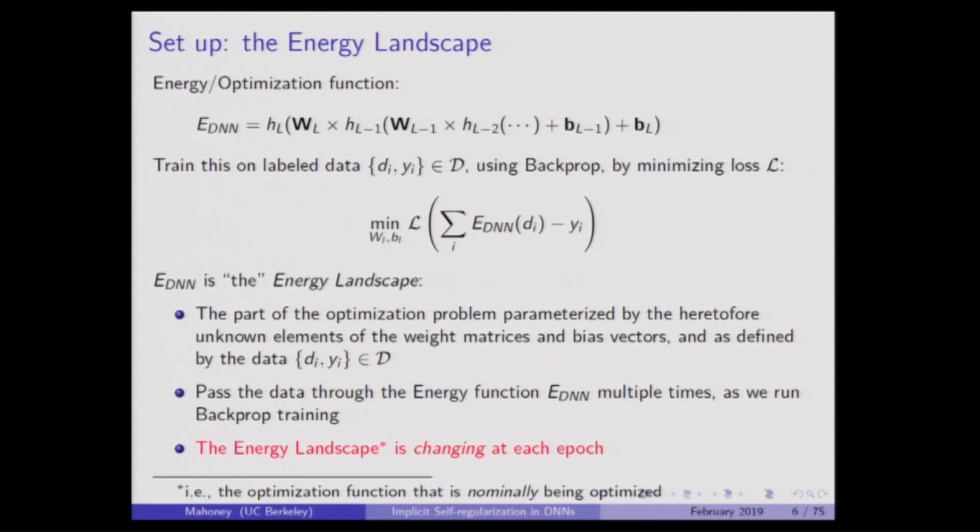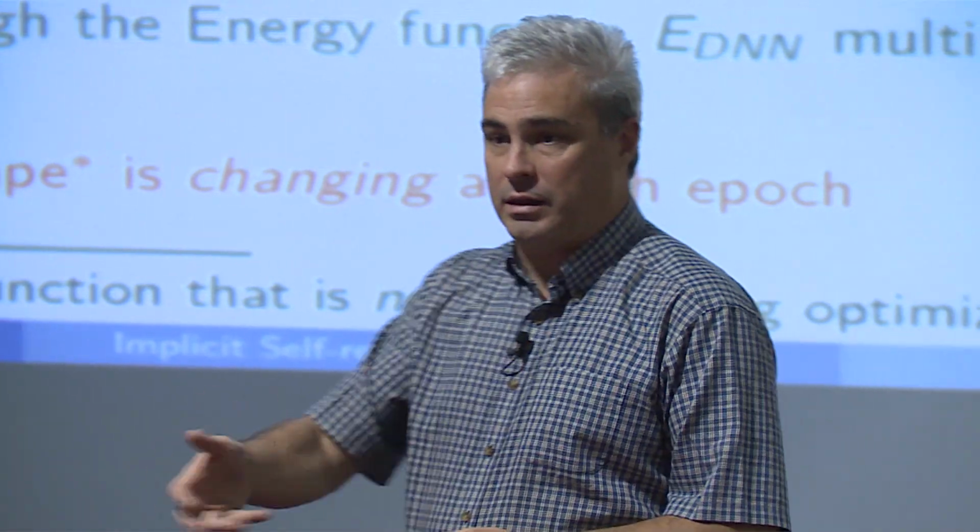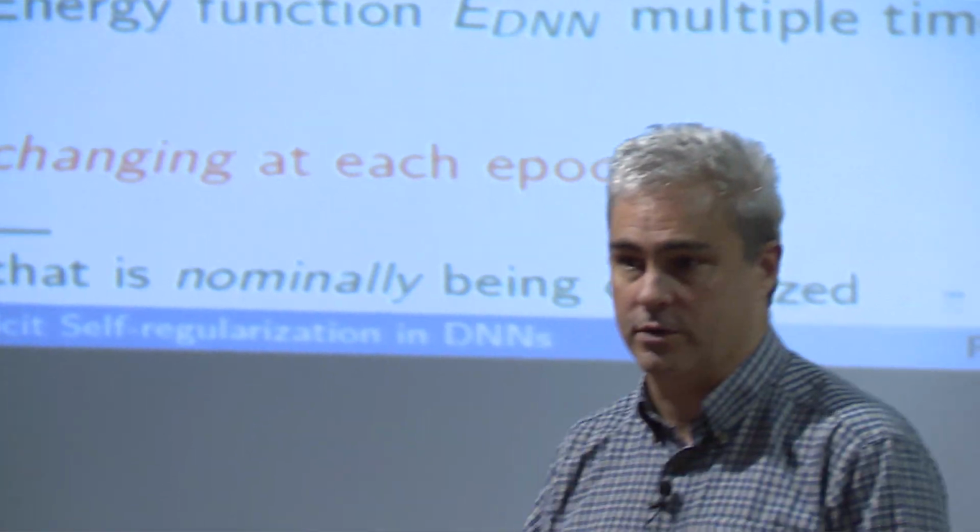But you've got to determine alpha. And you don't have one alpha. You have a huge, huge number of alphas. You might have a lot more parameters than data points and so on. So the properties of that landscape as a function of alpha are very non-trivial.